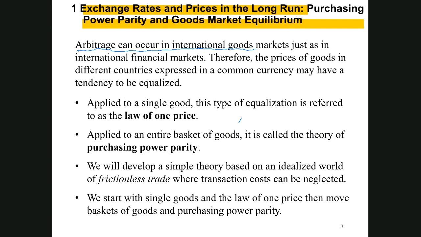People will try to buy the apples in Europe, right? Because the price is lower, and sell them to the US market so that they could have the margin, they could have the profit, right? But by doing so, because the demand for European apples increases and the supply of apples in the US increases, the prices will adjust, and the prices between the two countries will converge with each other in the long run, right?